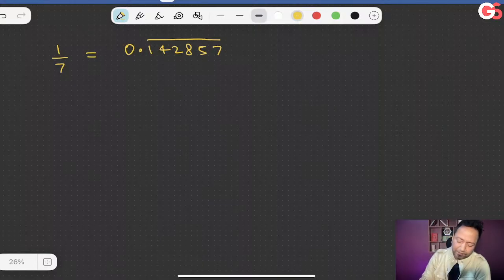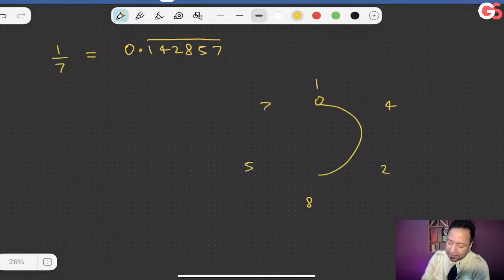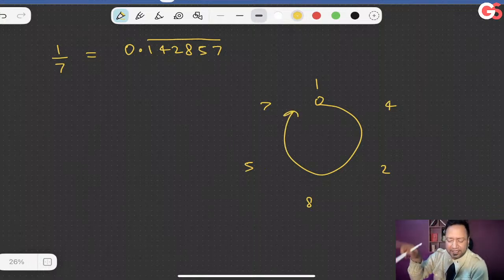It is getting repeated. Now, so can I say 1, 4, 2, 8, 5, 7? It's making a cycle, right? So I'll write 1 here, 4 here, 2 here, 8 here, 5 here, and 7 here. Starting from 1 in a clockwise fashion, this cycle keeps on repeating, repeating, repeating. It never ends, right? Okay.